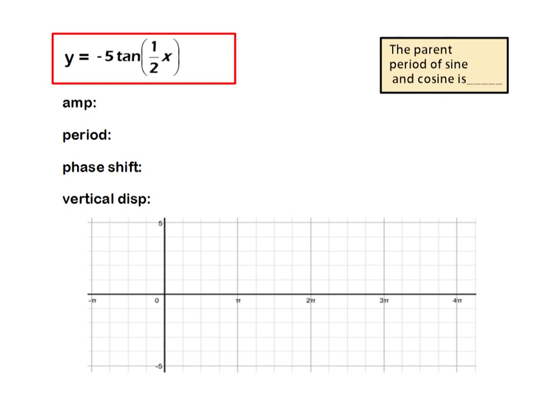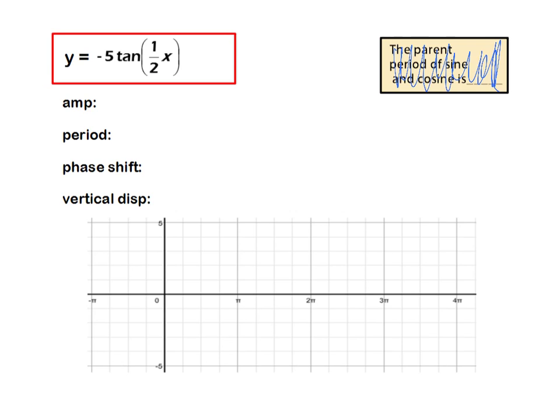Let's start off and let's try graphing a tangent graph. Ignore this box up here in the top right corner that says what's the parent period of sine and cosine. Doesn't really matter. We're doing tangent. You could answer it, what's the parent period of tangent, and hopefully you say pi. Let's go through and find our features first, and then we'll look at graphing it.